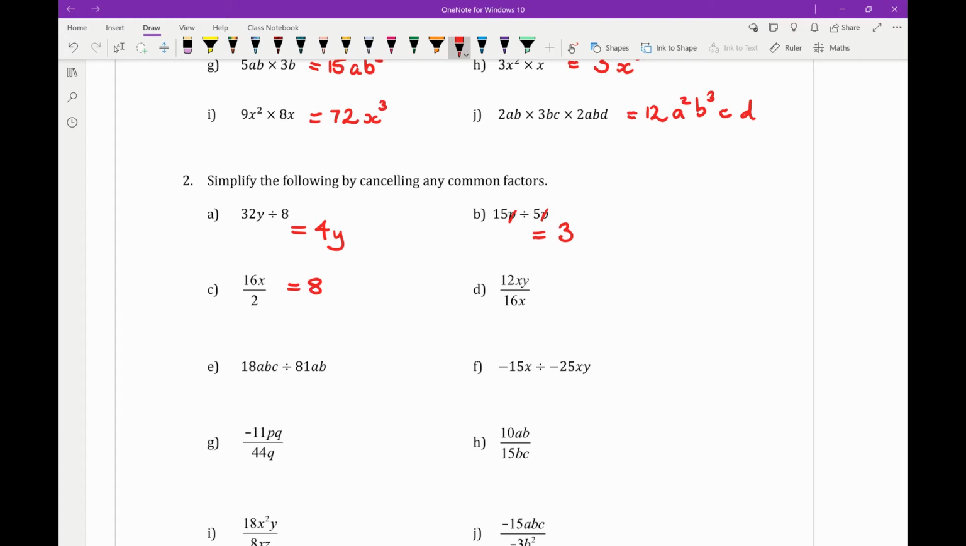There's only the x on the top, so 8x is the answer. In D, 12xy over 16x. If we divide those numbers, 12 divided by 16, it won't give me a very nice answer. It would go to a decimal or a fraction if you type it in your calculator.